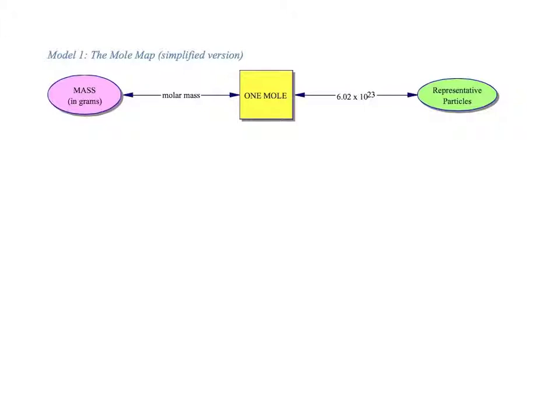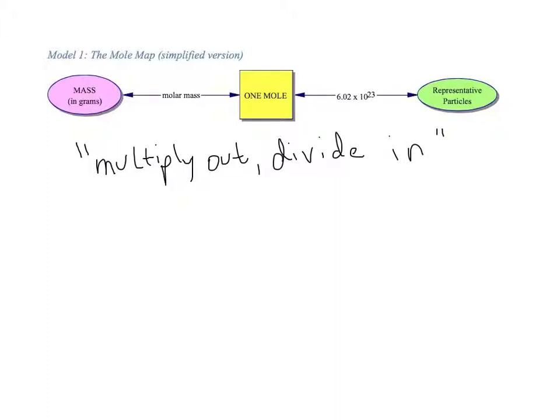All right, a couple more things about the mole map that you want to be aware of. This is our simplified version again. And so one thing that you might want to remember is a little mnemonic device that says multiply out, divide in. Multiply out, divide in. Now this is always going to be with respect to the mole, because that's of course in the center. So when we multiply out, that means we go from the mole out, we're going to multiply.